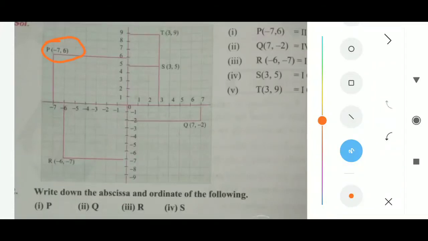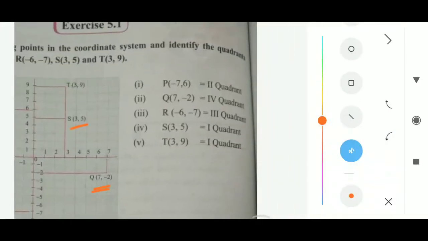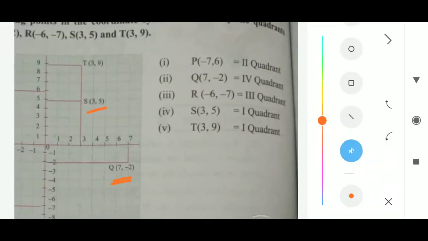Like that Q (7, -2) lies in the fourth quadrant, and then R (-6, -7) lies in the third quadrant, and S (3, 5), here both are positive, so it lies in the first quadrant, and T, which is (3, 9), also lies in the first quadrant. You have to plot these points in the graph note and write the answers on the right side of the graph note.